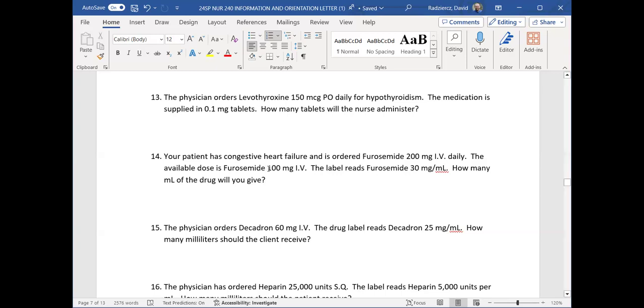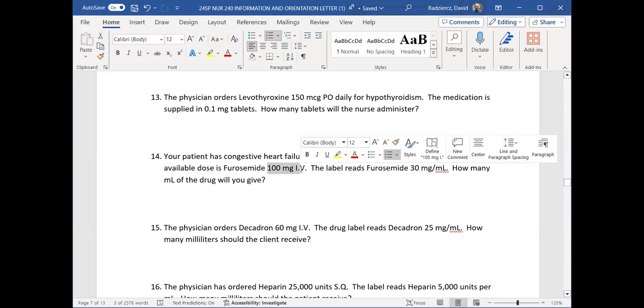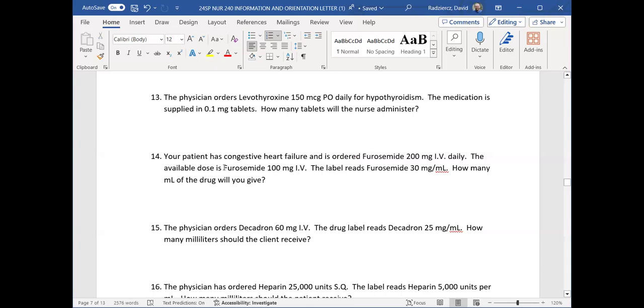What is this 100 milligrams IV? That's the same thing as saying you got 500 tablets of Tylenol. It's just telling you the total quantity. So we would actually just eliminate, at least from our calculations, this furosemide 100 milligrams IV.